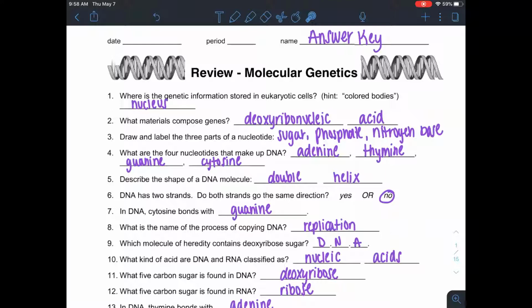For number 2, what materials compose genes? That would be the deoxyribonucleic acid. Again, that's the long form of the DNA. The shortened form is DNA. Long form would be deoxyribonucleic acid.